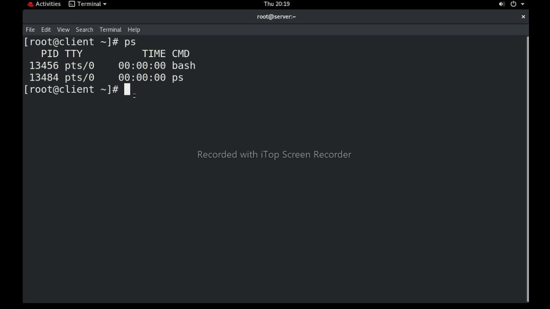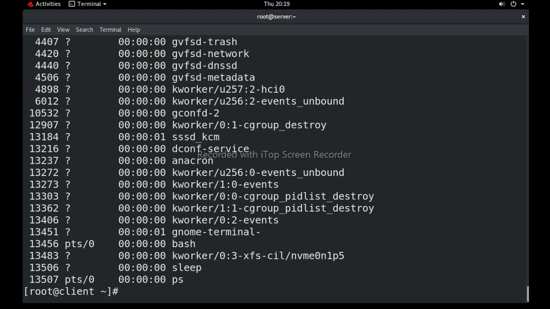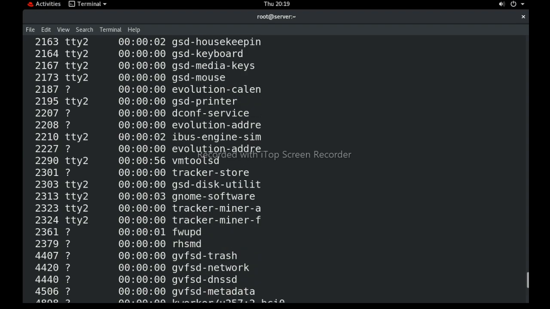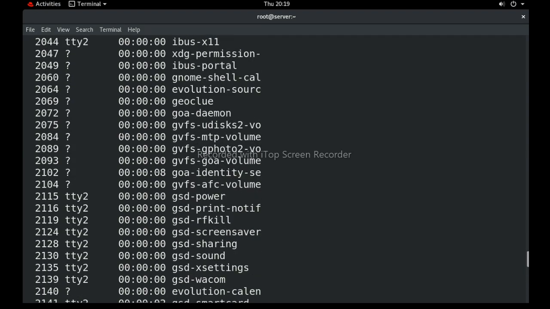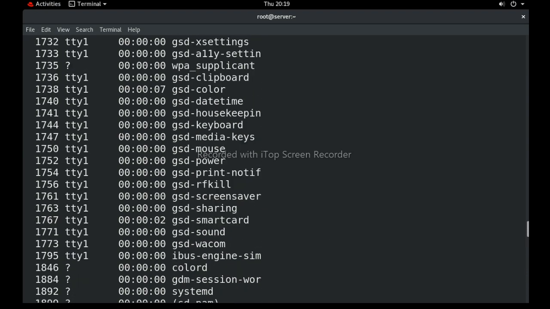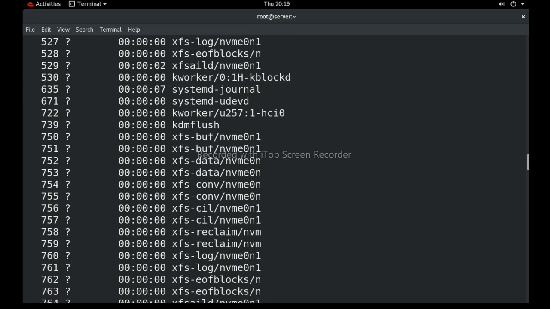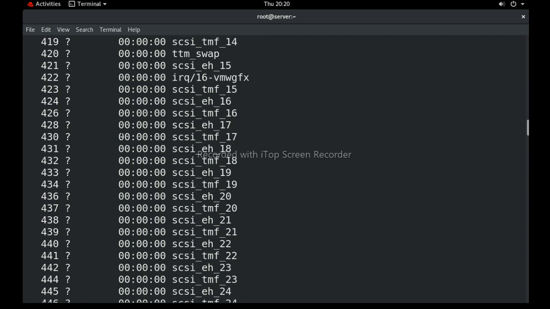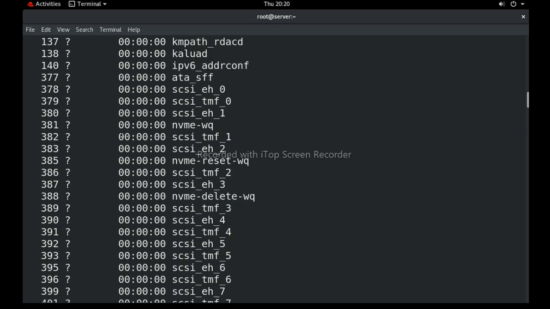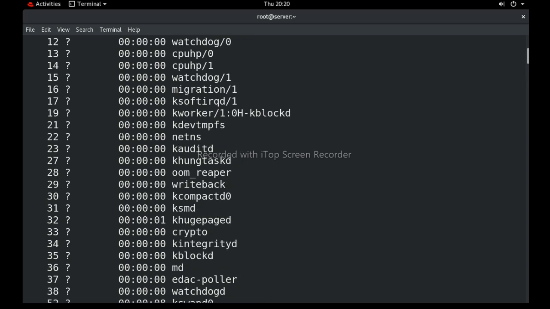To list all the processes running in the Linux operating system, we can use the command ps -A. This gives you the list of all the processes that are running in the Linux operating system. When we say all the processes, it includes the user processes, the daemon processes, and the kernel processes.